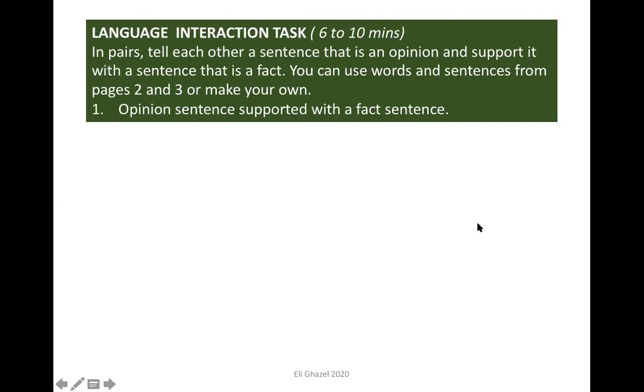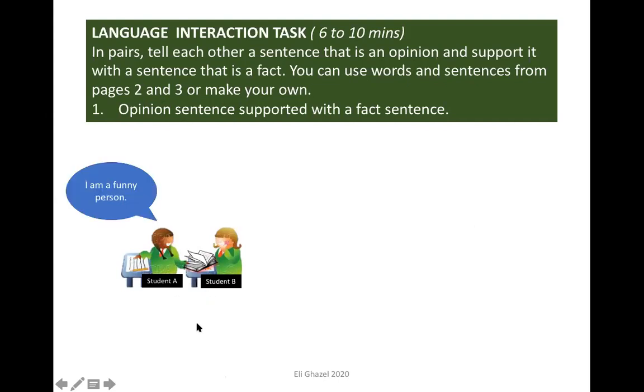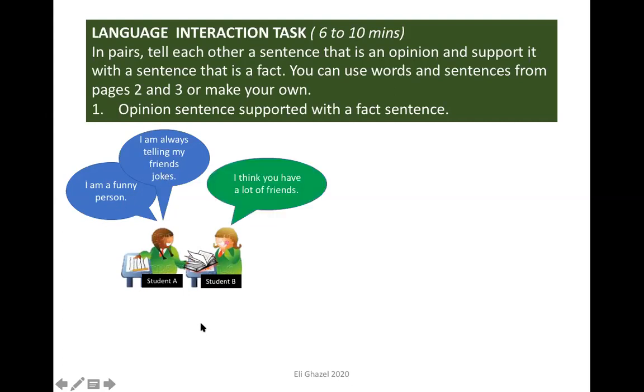Right. Then give them a demonstration. So there are 2 students, and in the boys' class, you might change these 2 boys. In the girls' class, you keep them as girls. So they're working in pairs, all of them at the same time. This person says, I'm a funny person. I'm always telling my friends jokes. So this is the opinion. This is the supporting fact. And this person says, I think you have a lot of friends.